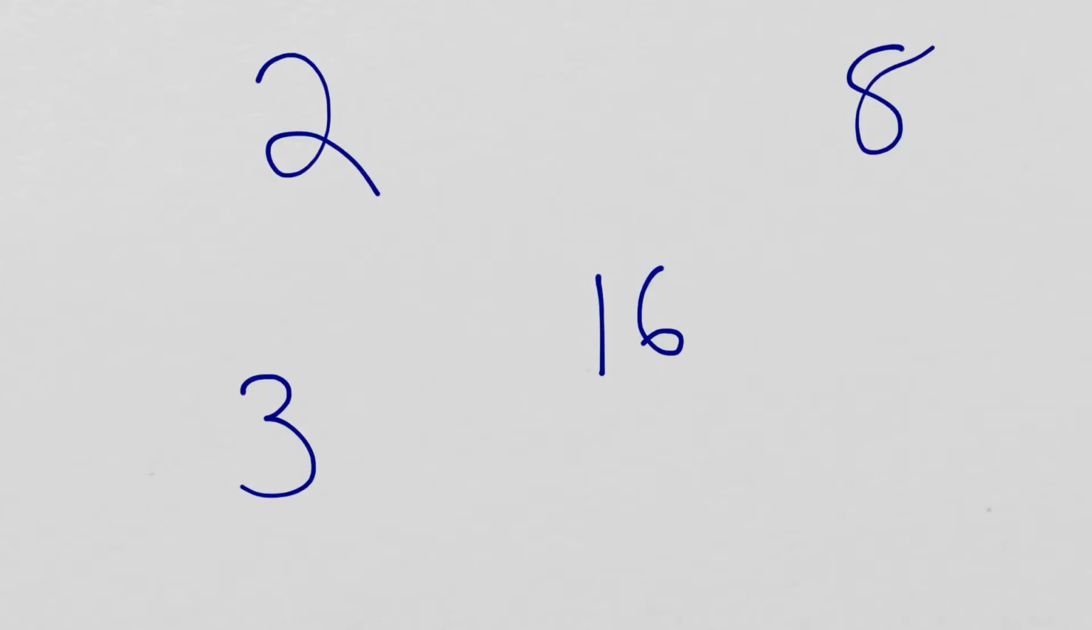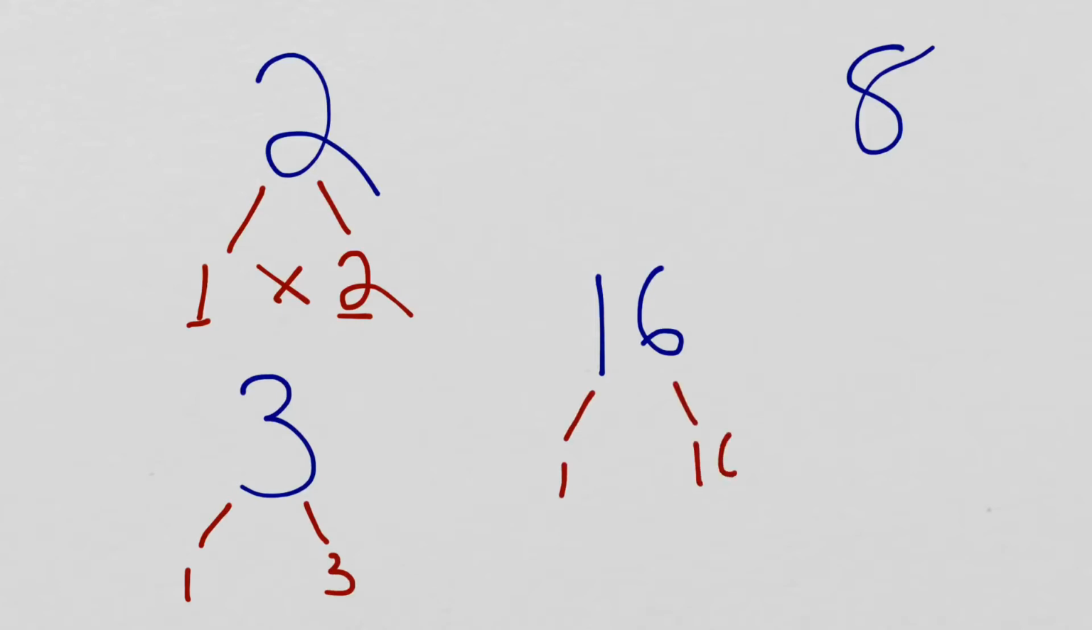For example, the factors of 2 are 1 and 2. 1 times 2 is 2. These are factors. Now, like I said, every number except for one has at least two factors, 1 and themselves. So 3 has factors 1 and 3. 16 has 1 and 16. 8 has 1 and 8.